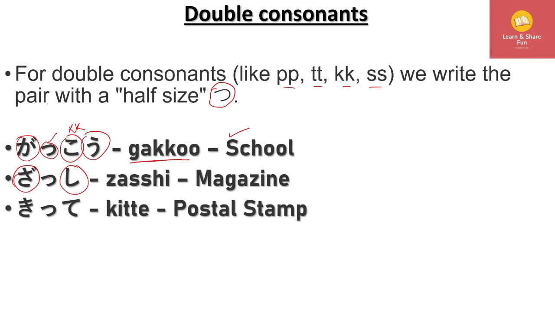Likewise, the next example is zasshi. Did you see the half size tsu between za and shi? So the sound of sa is longer and hence the pronunciation is zasshi. It means magazine. In the third example, tsu is present in between ki and te and hence the sound will become longer and the pronunciation is kitte, which means postal stamp.